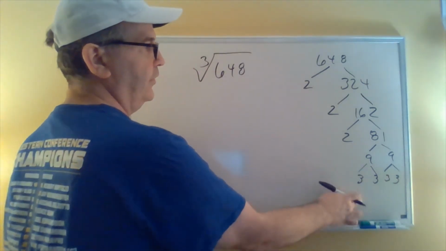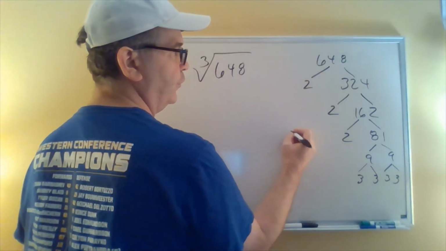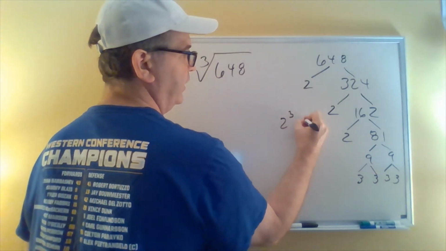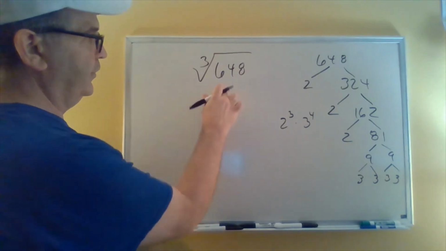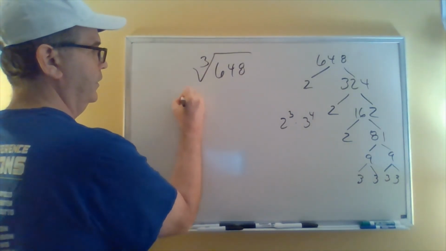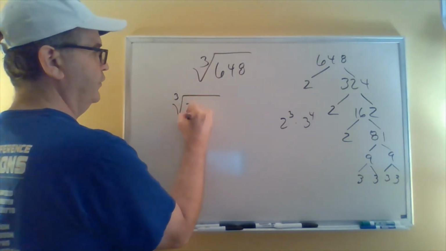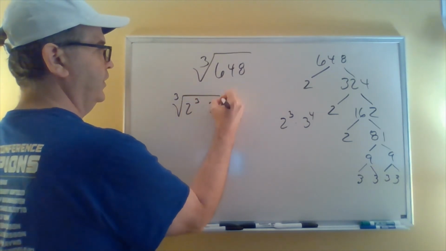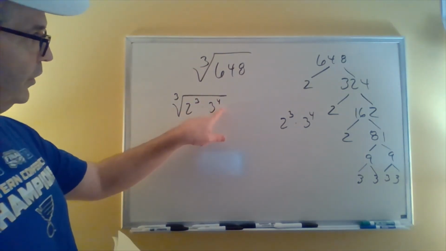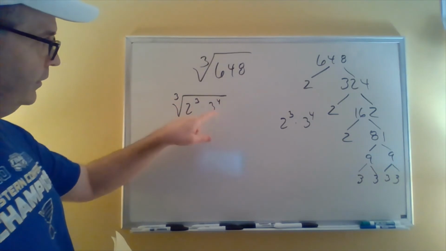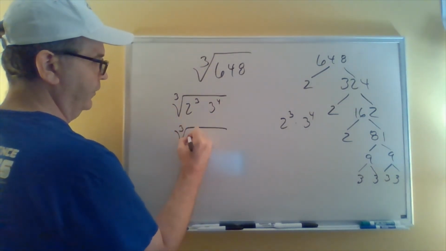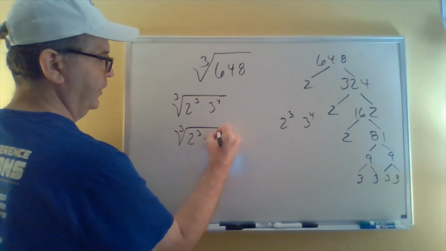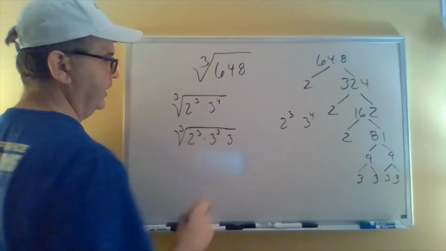If we did that multiplication, we come out with 648. So I'm going to have 2 cubed times 3 to the 4th. That is the same thing as 648. So let's rewrite that in here. I'm going to do the cube root of 2 cubed times 3 to the 4th. Now, when I have an exponent in here that's larger than the root out here, I'm going to break this down. So I'm going to break that 3 to the 4th down to 3 to the 3rd times 3.